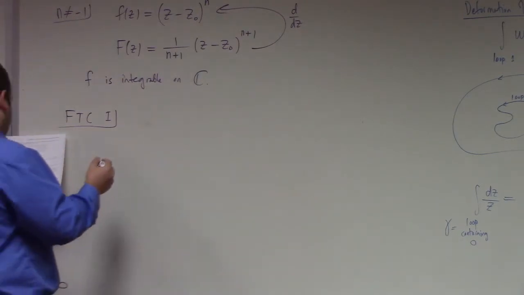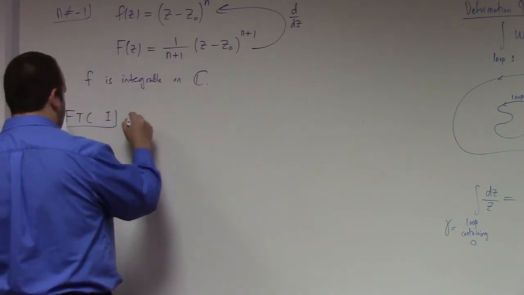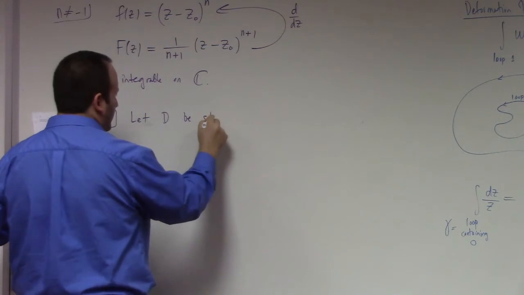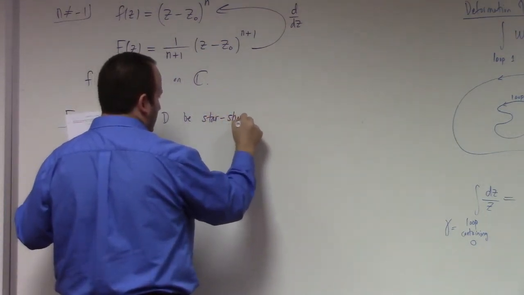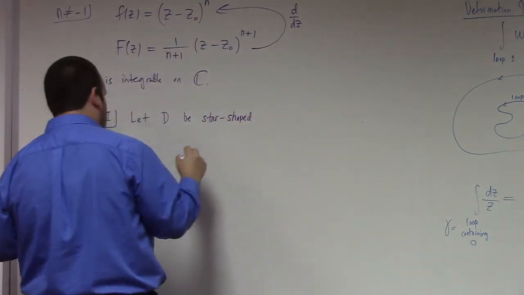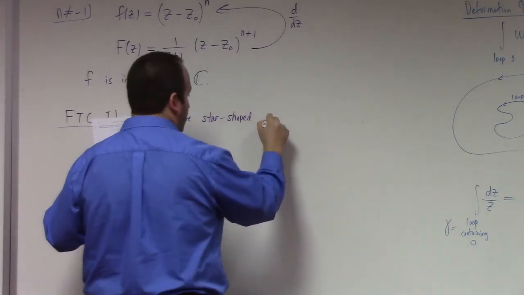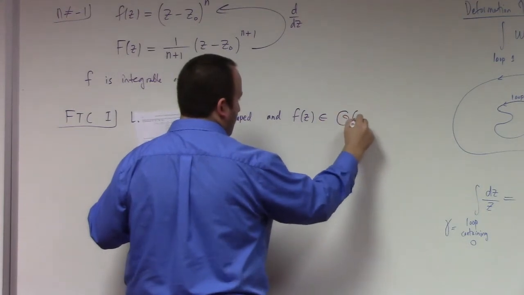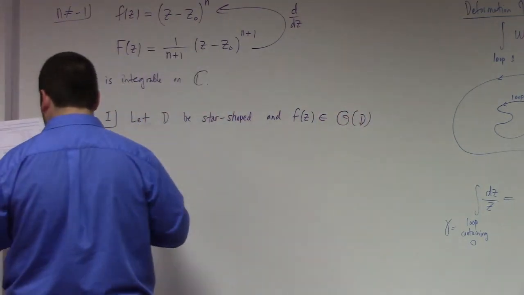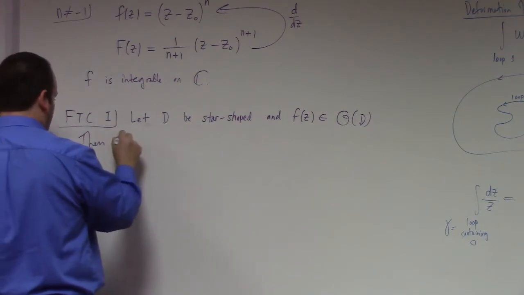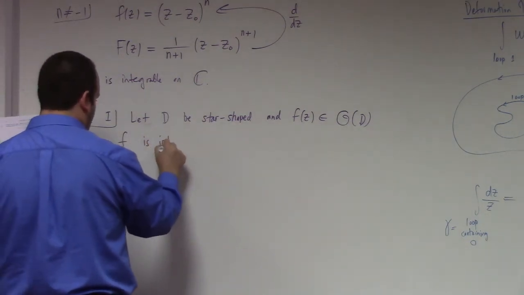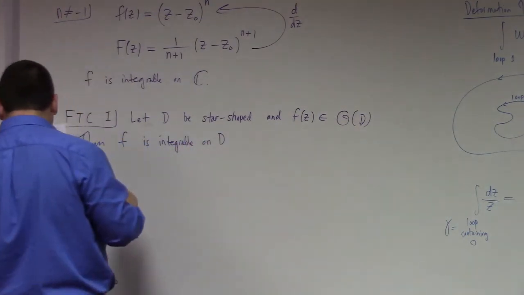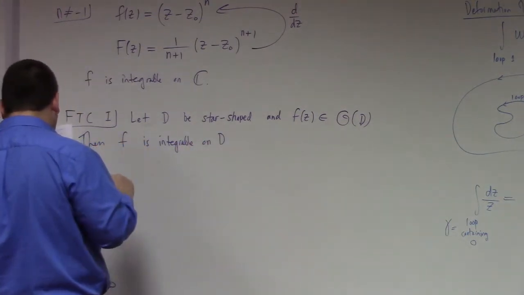Here, the fundamental theorem of calculus in the complex version involves star-shaped domains. So you let D be star-shaped, or you could replace this with simply connected if you wanted to develop that theory. Let D be star-shaped and f(z) holomorphic on D. Then f is integrable on D. In other words, f has a primitive, and that's unique up to an additive constant.